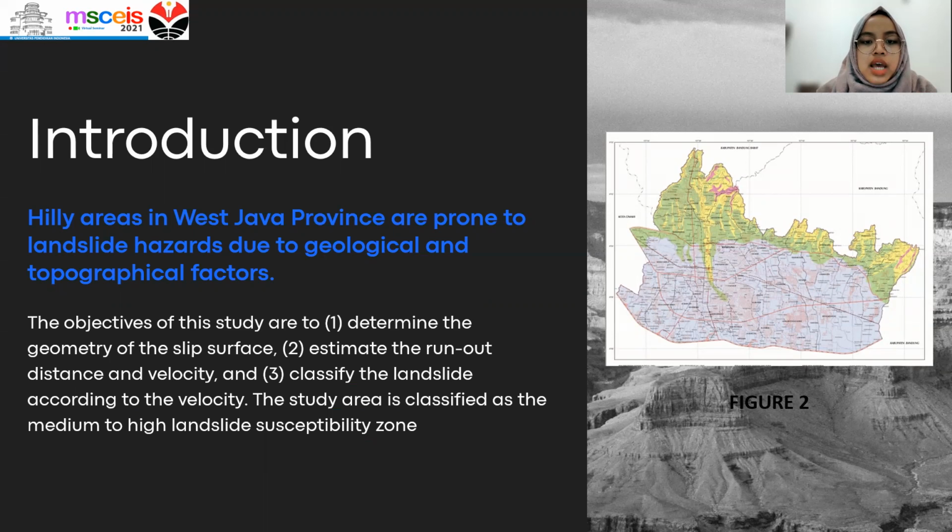Of the landslide occurrences recorded between 2000 and 2020, more than 90% occur on Java Island. Hilly areas in Java province too are prone to landslide hazard due to geological and topographical factors. The objectives of the study are: 1. To determine the geometry of the slip surface, 2. To estimate the runoff distance and velocity, and third, to classify the landslide according to the velocity. The study area is classified as a medium to high landslide susceptibility zone.